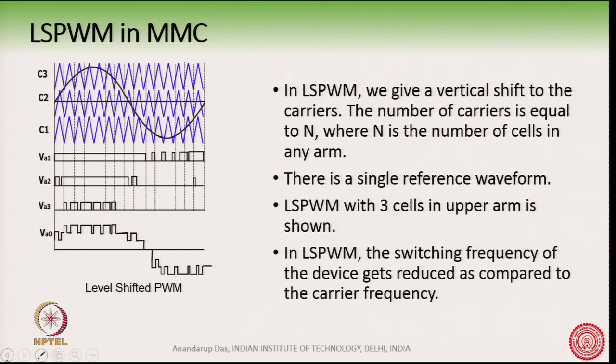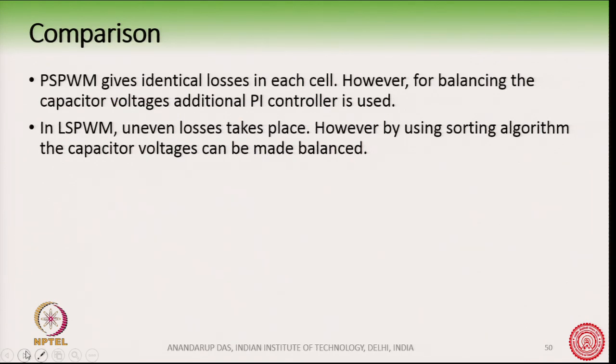Yeah. So, the phase shift PWM and the level shift PWM are basically the same strategy. We can use any one of them, but in case of MMC there is something else also which is to be noted. Okay. Now, if you make a comparison of phase shift PWM and level shift PWM, phase shift PWM gives identical losses in each cell because the reference waveform is the same for all the cells.